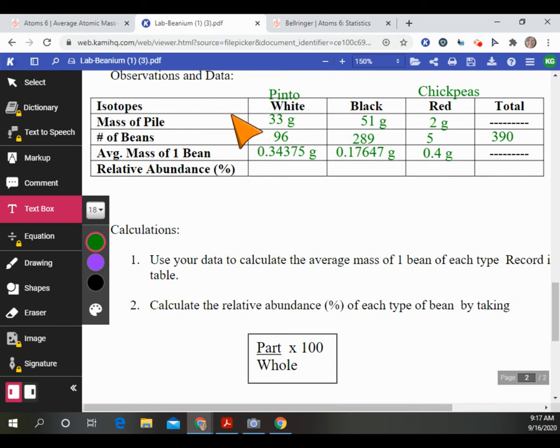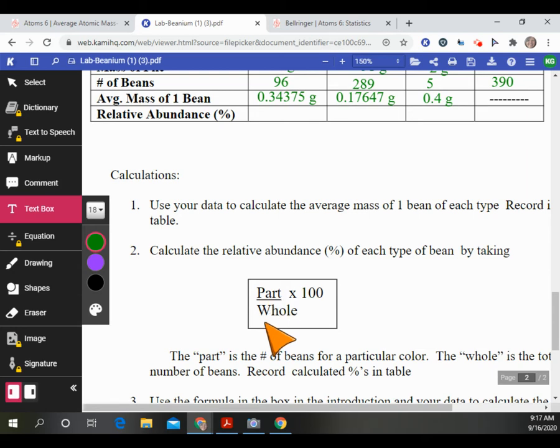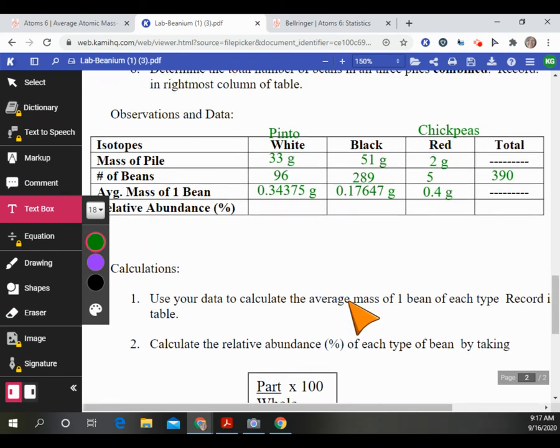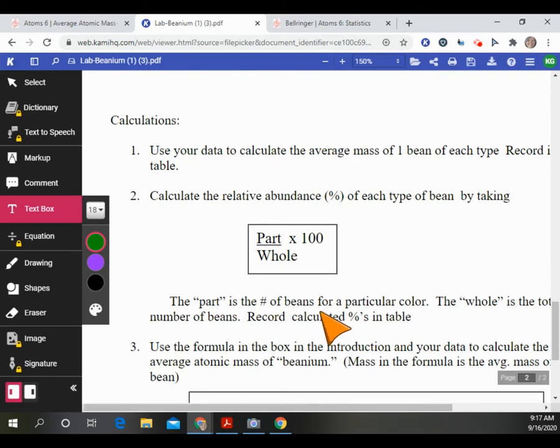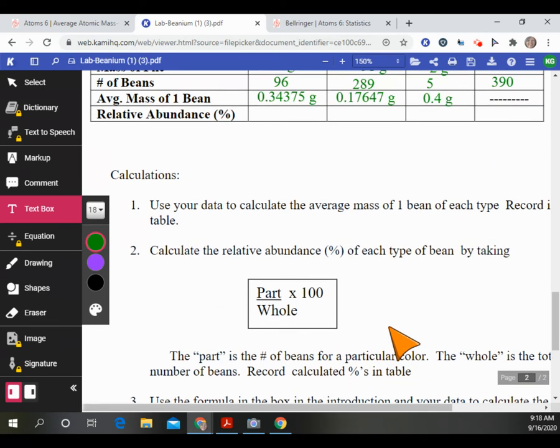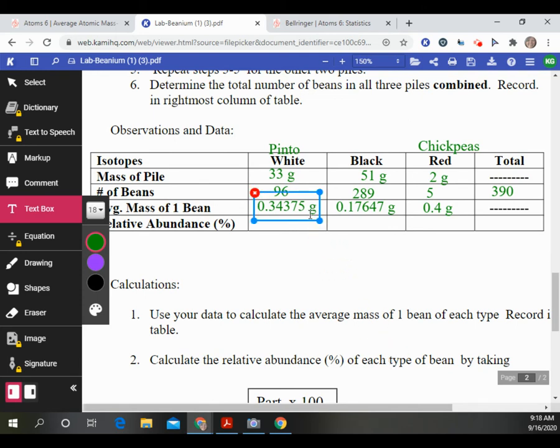All right, so we've filled in much of the table, and that was the first calculation question. Use your data to calculate the average mass of one bean of each type. Record it in the data table. Then the next part says calculate the relative abundance of each type of bean by taking part divided by whole times 100. In this case, the part is the number of beans for a particular color. The whole is the total number of beans. Record the calculated percents in the table. So we're using the number of beans, not the masses yet. Notice how there's no total for masses. They didn't want you to get mixed up. So we're going to use the total number of beans for this.